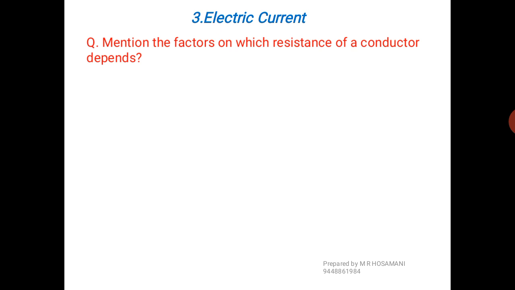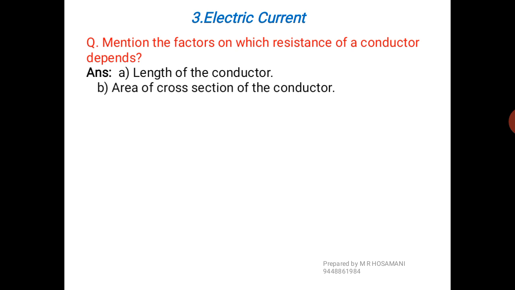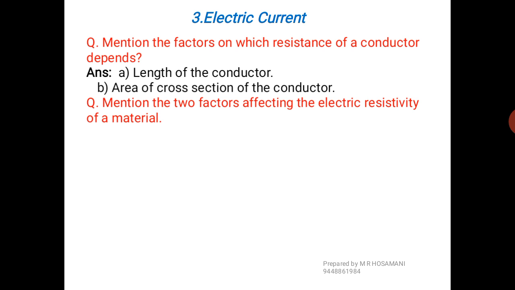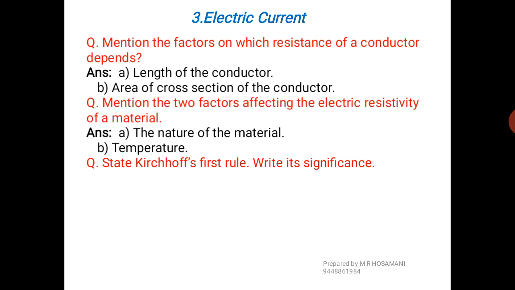Mention the factors on which resistance of a conductor depends. Length of a conductor, R is proportional to L, and R is inversely proportional to area. Simply you have to remember R equal to resistivity into length divided by area. Clear? Mention the two factors affecting the electric resistivity of a material. The nature of the material, and second one is temperature. Clear?